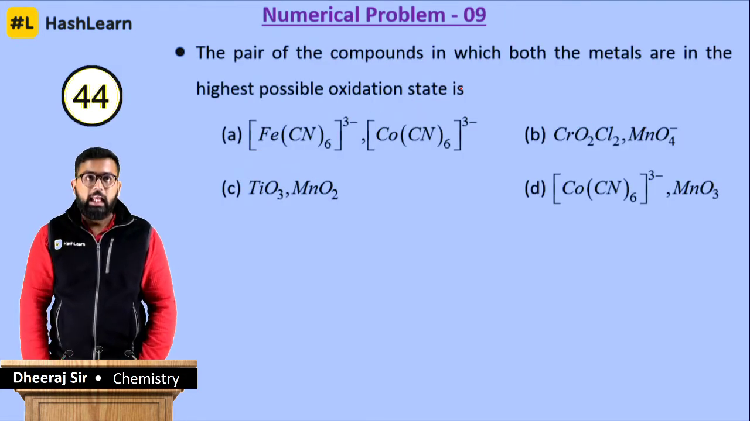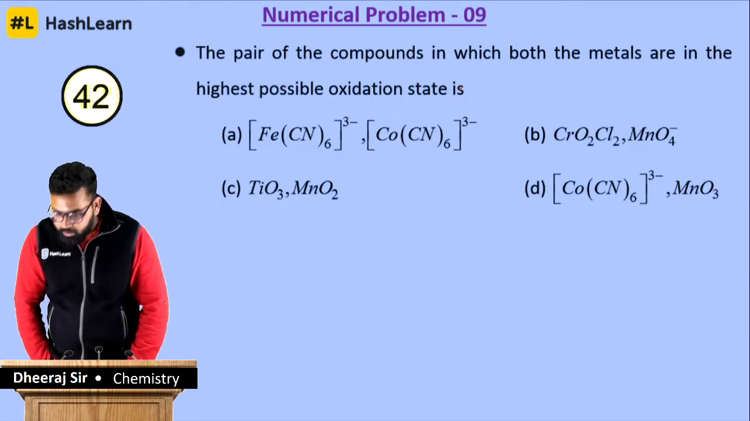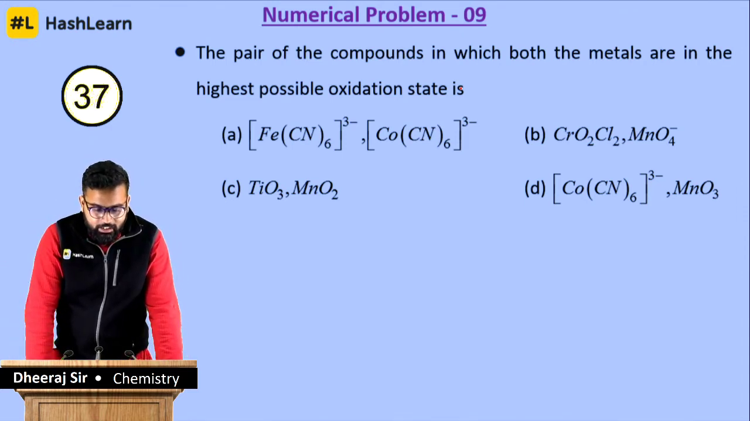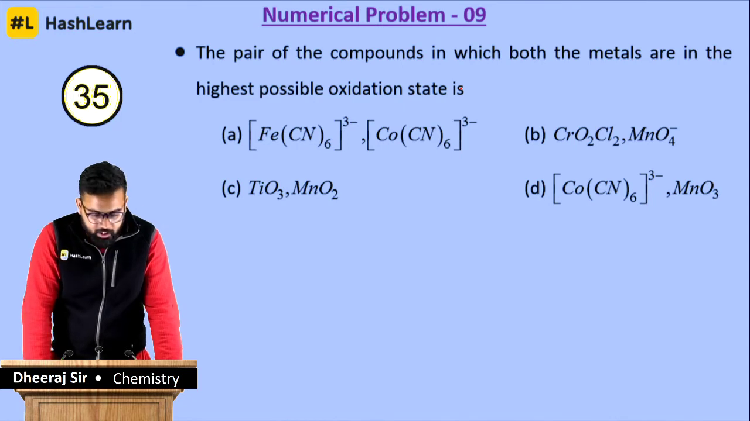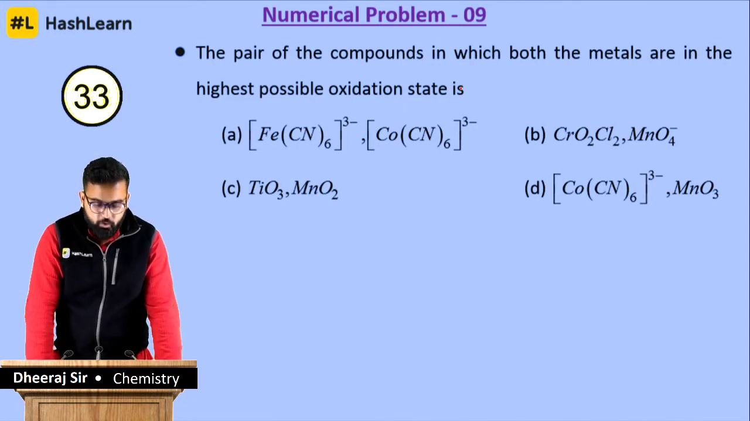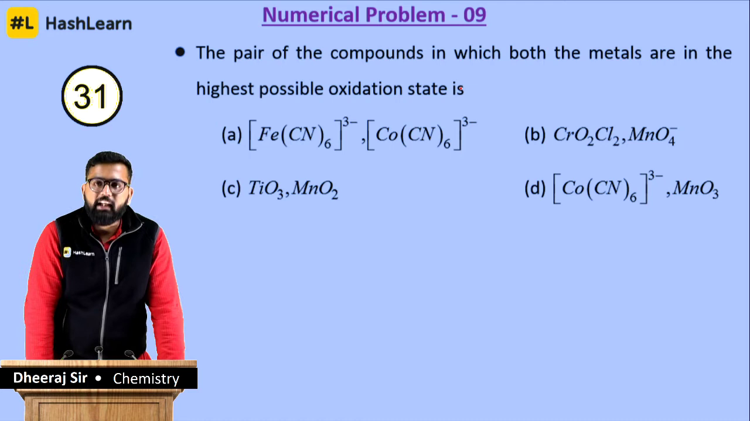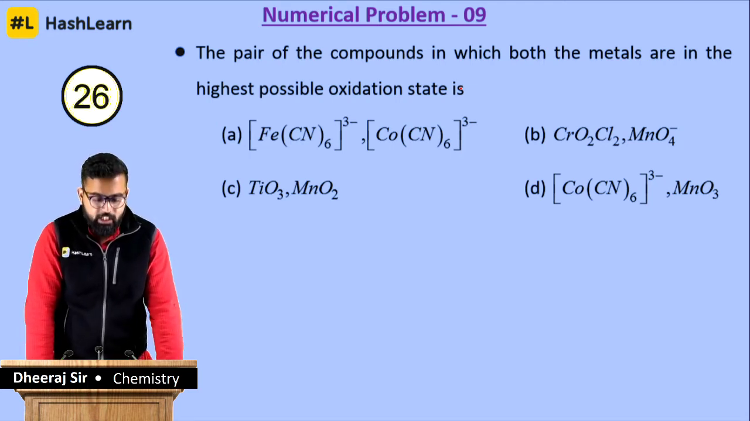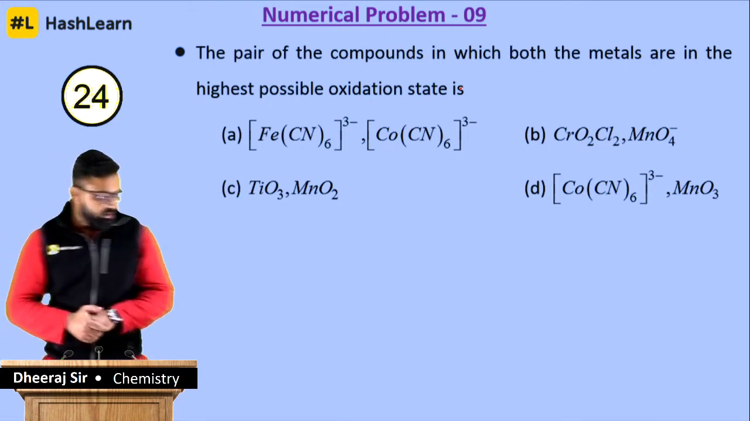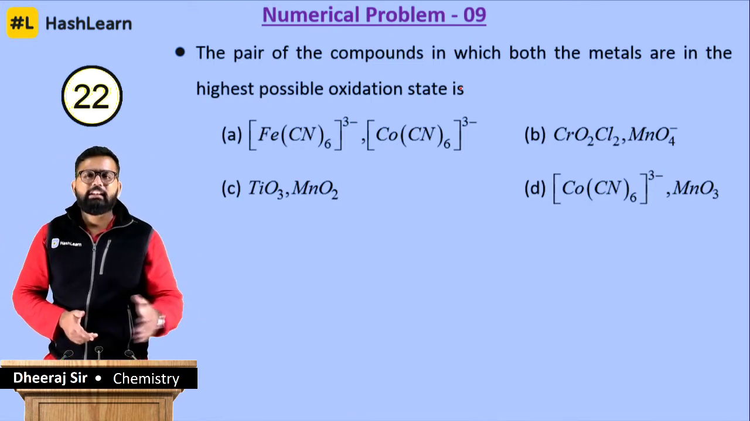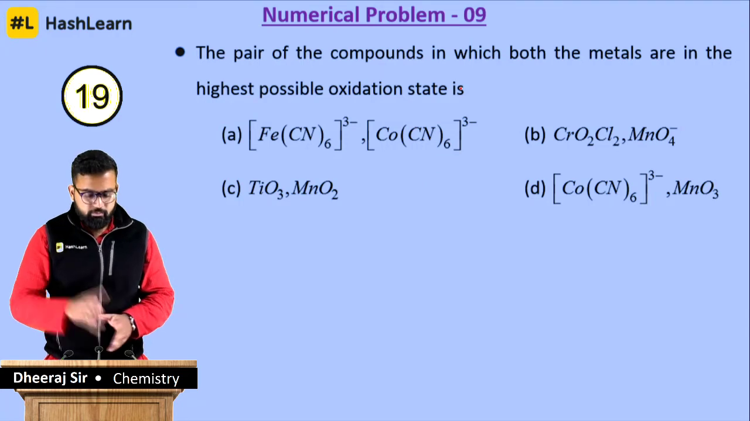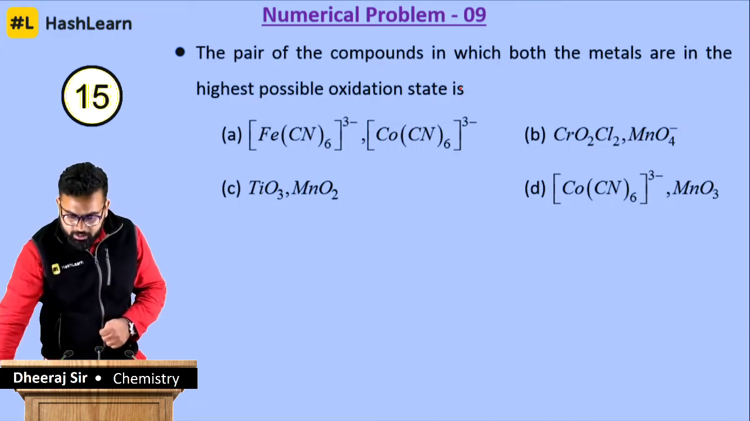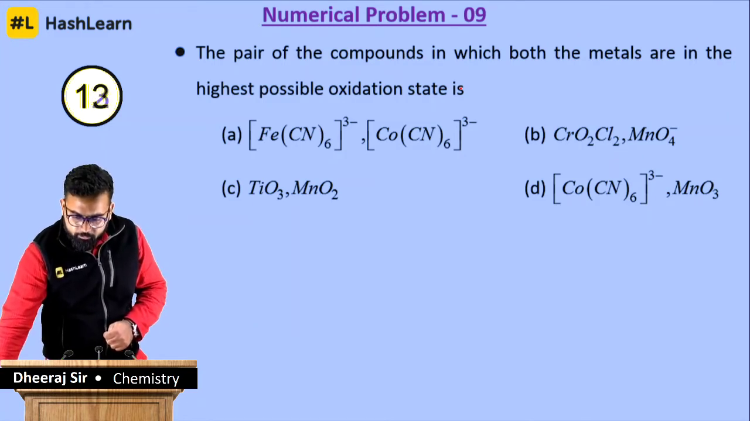Moving on to the 9th question packed for today. Get going, guys. The pair of compounds in which both the metals are in the highest possible oxidation state. So we are asking you to calculate the oxidation state and check which pair of compounds will have the metals in their highest possible oxidation states. All that you have to do is a simple algebraic sum. So it shouldn't take us more than 20 seconds. I can prove it to you, guys. So get going.